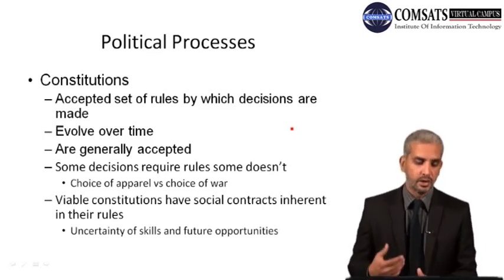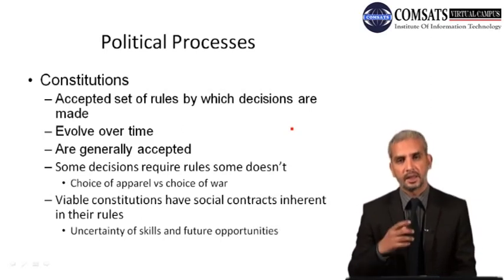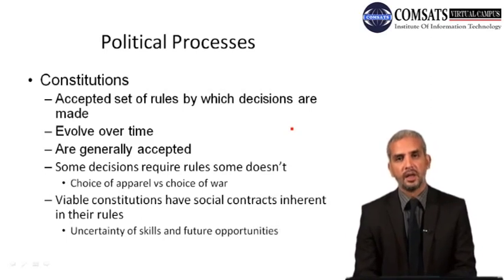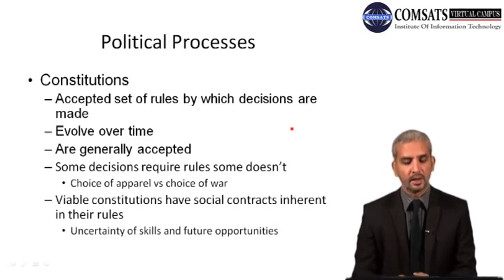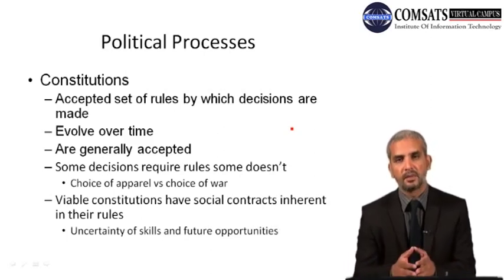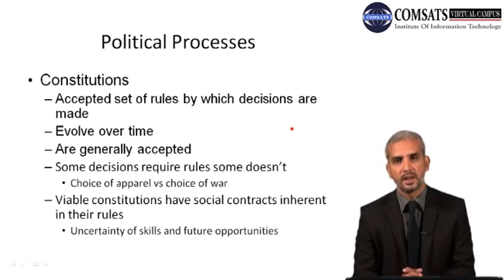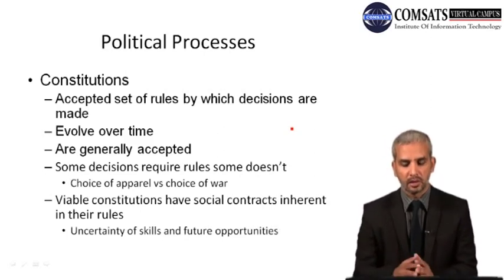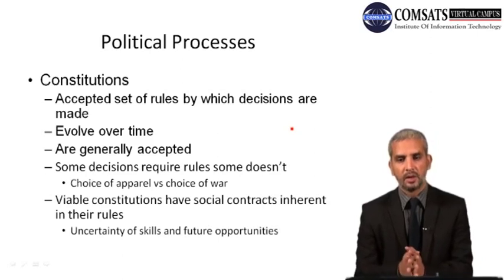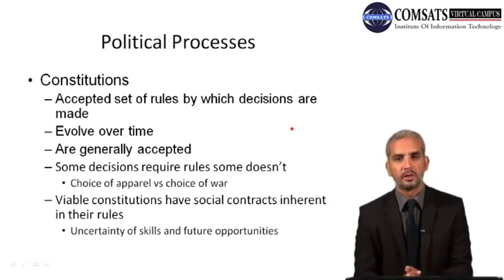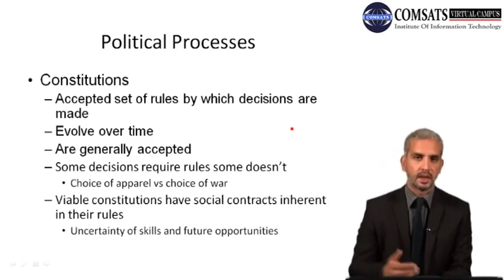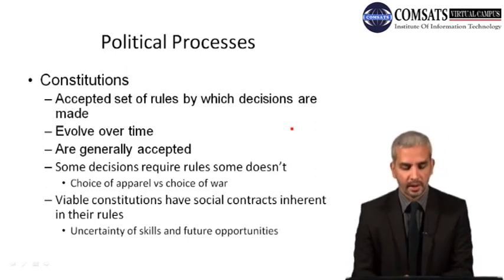Now, since the constitutions evolve over time and are generally accepted by the public, it is generally assumed that viable constitutions have social contracts inherent in their rules. So that would mean that they are generally accepted by the public or the citizens of the country, and the rules that exist in the constitution that are required to be used for choices among various alternatives have social contracts inherent in themselves.